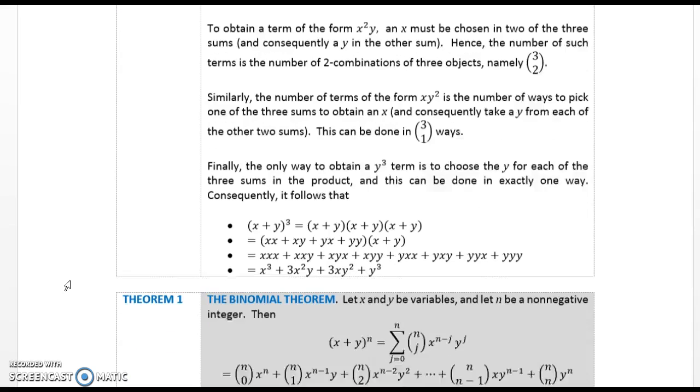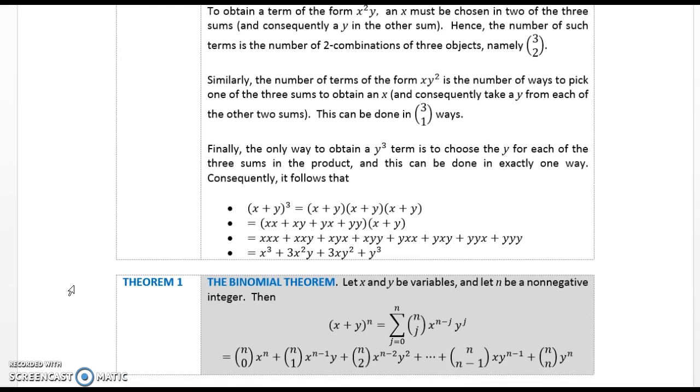Consequently, it follows that (x + y)^3 is equal to (x + y)(x + y)(x + y), which is equal to (xx + xy + yx + yy)(x + y), which is equal to xxx + xxy + xyx + xyy + yxx + yxy + yyx + yyy, which is finally equal to x cubed + 3x squared y + 3x y squared + y cubed.